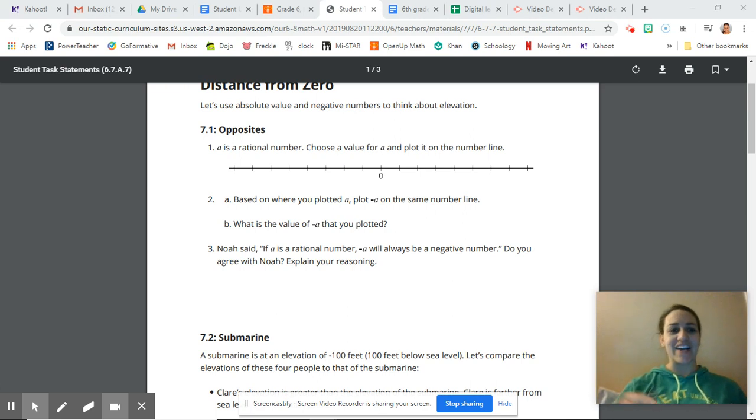Hey again, Rockets. All right, back with lesson 7 for you. I got a stylus. We'll see. Maybe this will be the trick here.